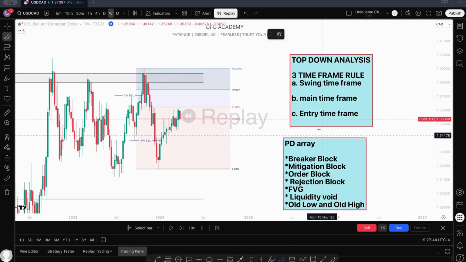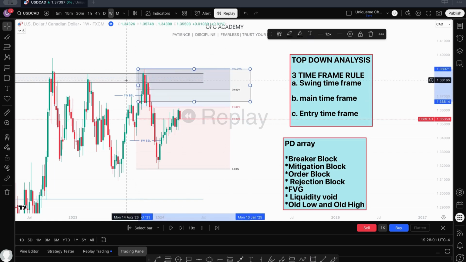And what do I have inside here? I will go with my rules here. Is there a breaker block? Yes, there's a breaker block, but below 50%. Is there a mitigation block? I won't call this a mitigation block. Is there an order block? Yes, there's an order block here. We have an order block, the last candle before the impulse move down. Is there a rejection block? Well, I'll say a tiny one above here.